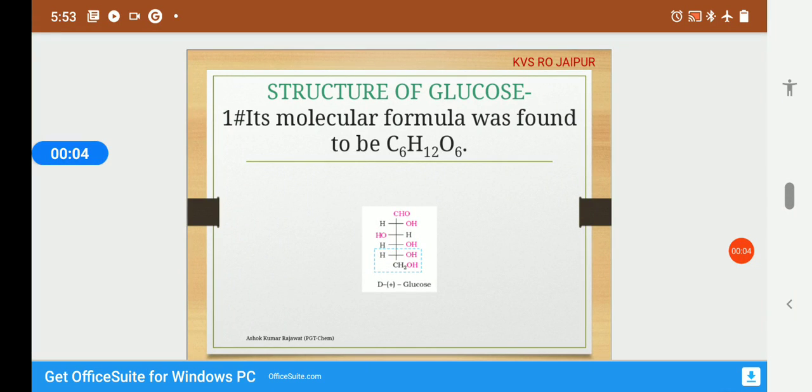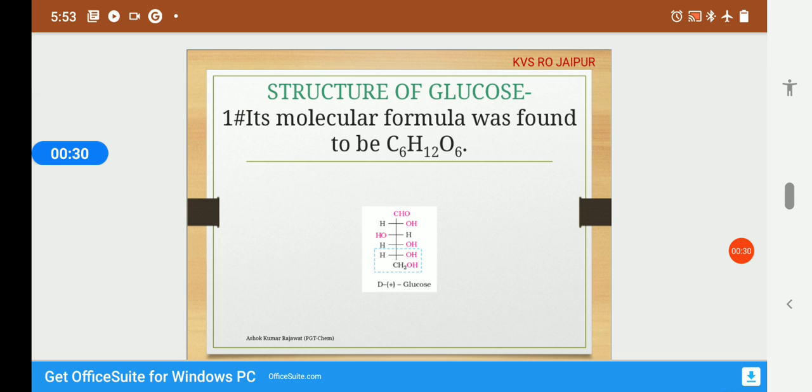Myself Ashok Kumar Rajawat. In the previous session, we discussed the classification of carbohydrates, the definition of carbohydrates, and the preparation method of glucose. Now, in this session, we will discuss the structure of glucose. We will try to deduce the structure of glucose based on many chemical reactions.